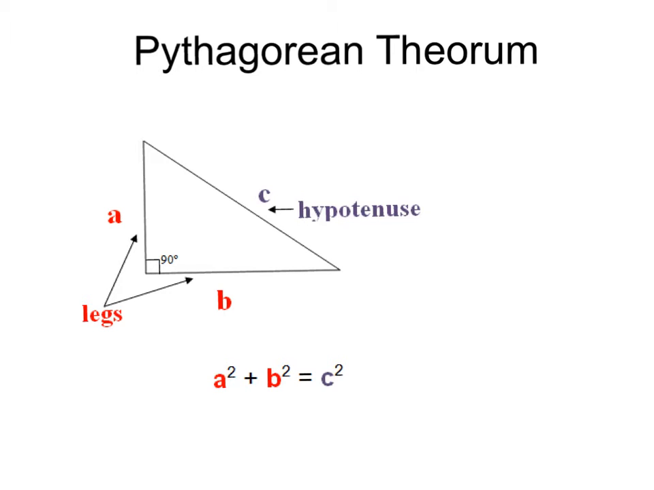In this lesson, we're going to learn about the Pythagorean Theorem. So first, some vocab that goes with it. In a right triangle, there's going to be two legs. So the legs are the a and the b, and they're the legs that meet to form this 90-degree angle.